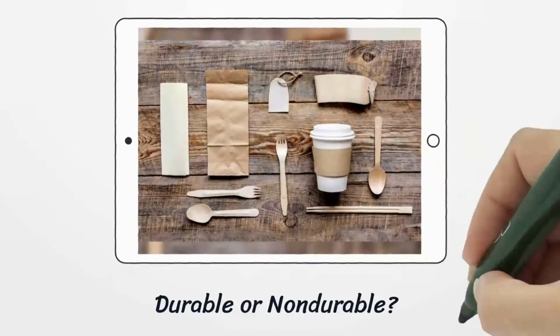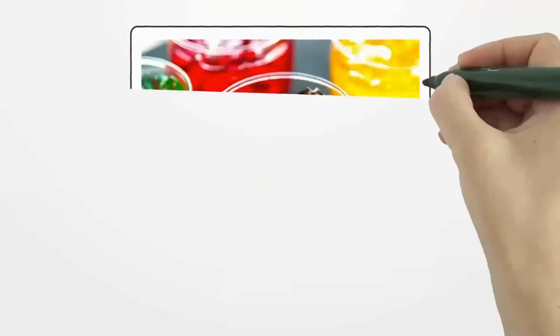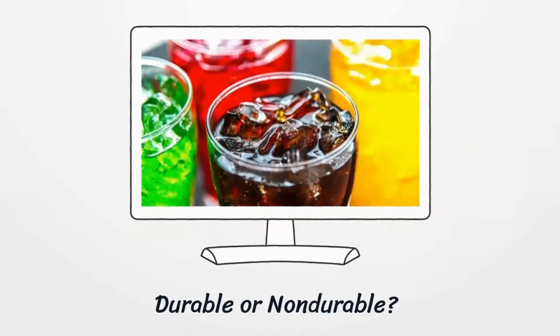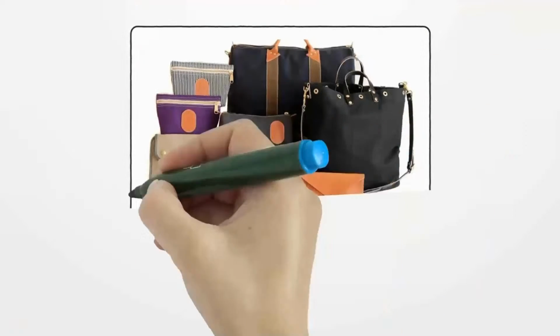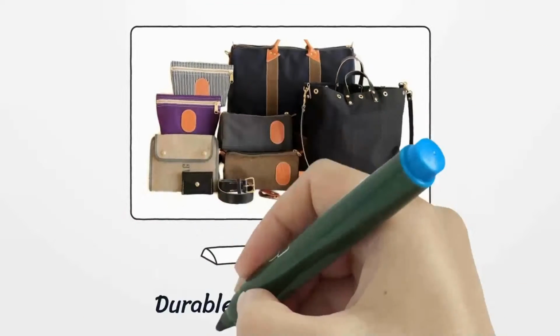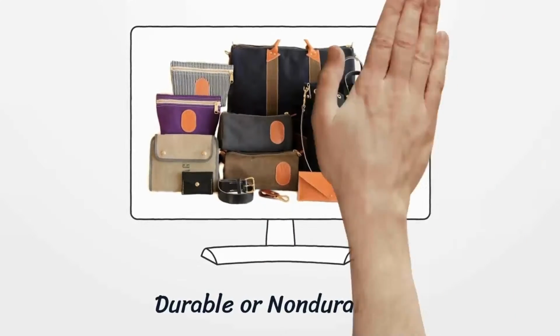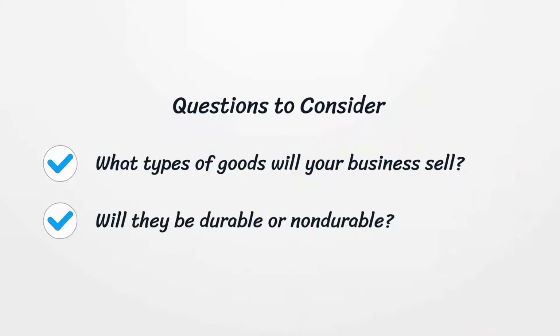Is it durable or non-durable? Answer is non-durable. Image number 5. Is it durable or non-durable? Answer is non-durable. Image number 6. Is it durable or non-durable? Answer is durable. As we wrap up this lesson, here are some questions to consider.